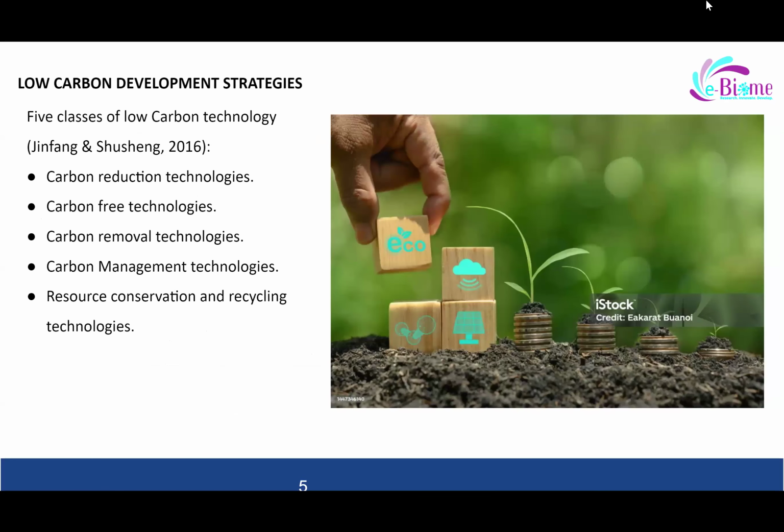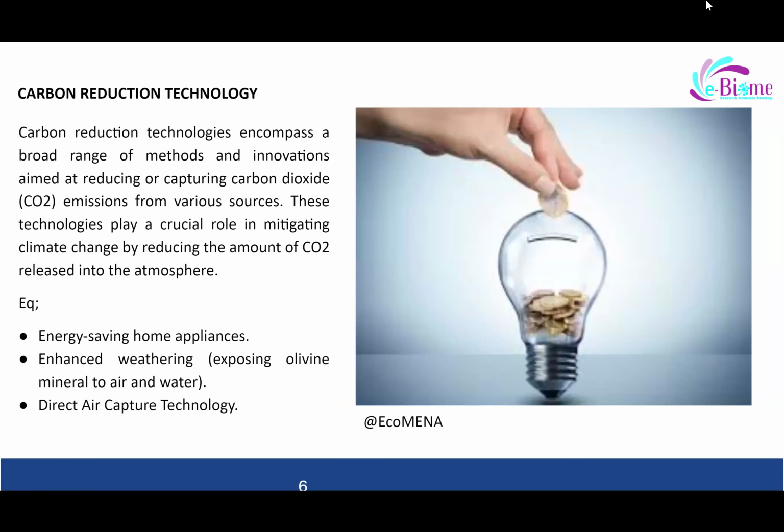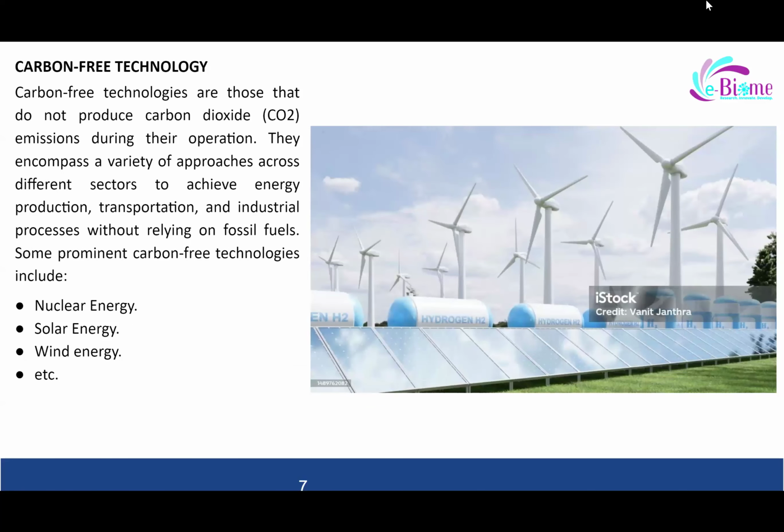As the second one, we have carbon reduction technologies, carbon-free technologies. Carbon-free technologies are those that do not produce carbon dioxide emissions during their operation. They encompass a variety of approaches across different sectors to achieve energy production, transportation, and industrial processes without relying on fossil fuels. And we know that the transport sector is one of the biggest emitters of carbon dioxide into the environment. So carbon-free technologies ensure that these human activities go on without the emission of carbon dioxide, right?